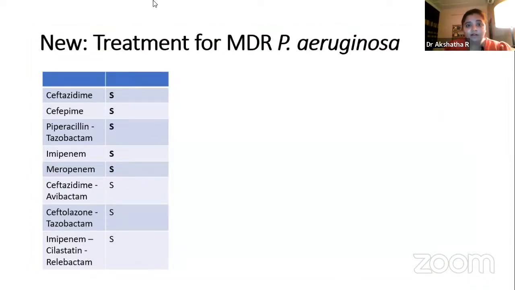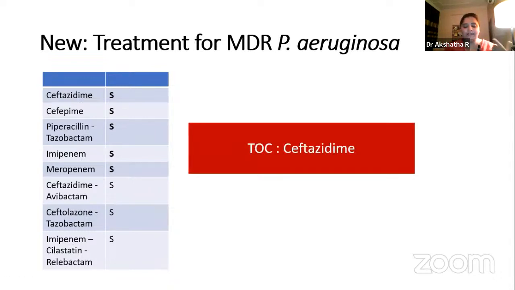So coming to the guidance. In this guidance, they have mentioned treatment for MDR Pseudomonas aeruginosa, which was not there in the previous one. The previous guidance was only for DTR Pseudomonas aeruginosa. So coming to the treatment of MDR Pseudomonas aeruginosa based on the susceptibility. Suppose it is susceptible to all, or pan sensitive. What is the drug of choice? Based on antimicrobial stewardship as well as susceptibility, it is ceftazidime.